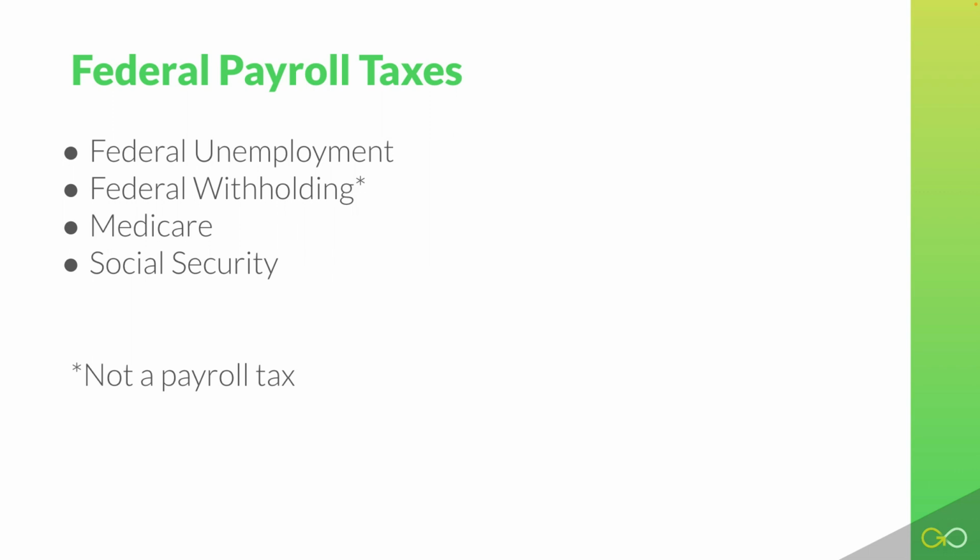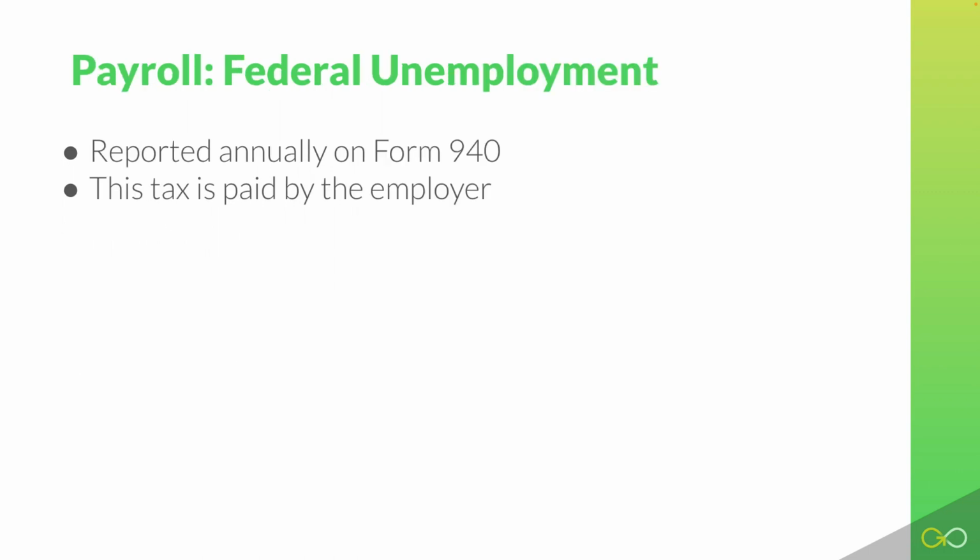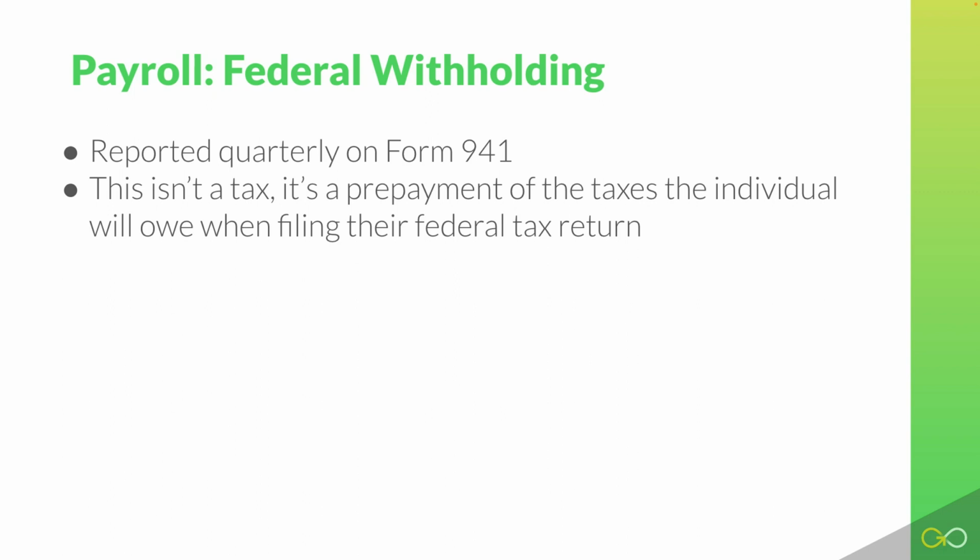The federal payroll taxes are federal unemployment, Medicare, and Social Security. I have federal withholding on the list even though it's not a payroll tax. I have it on the list because it is money withheld from people's paychecks. It's money that needs to be remitted to the IRS and is reported on the same form as the other payroll taxes. Let's start with federal unemployment. Federal unemployment is reported annually on the 940, and it's paid 100% by the employer.